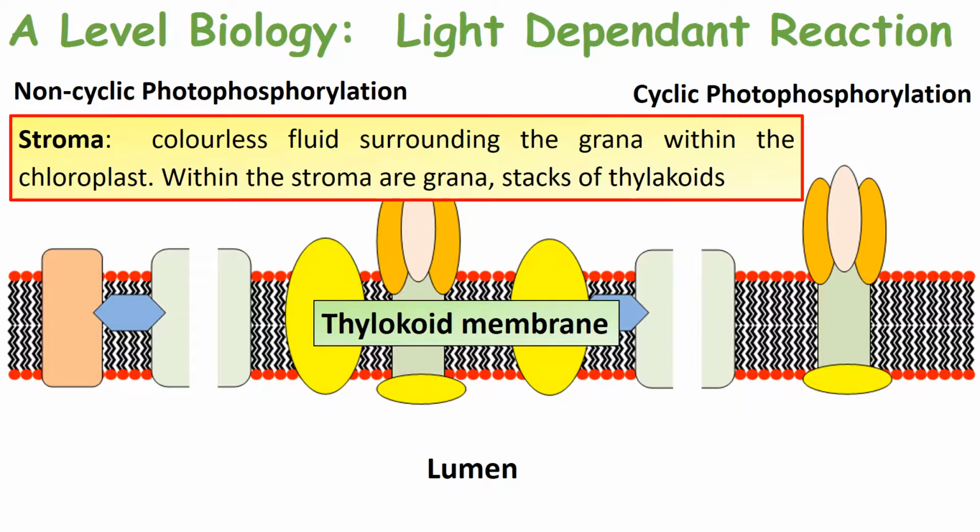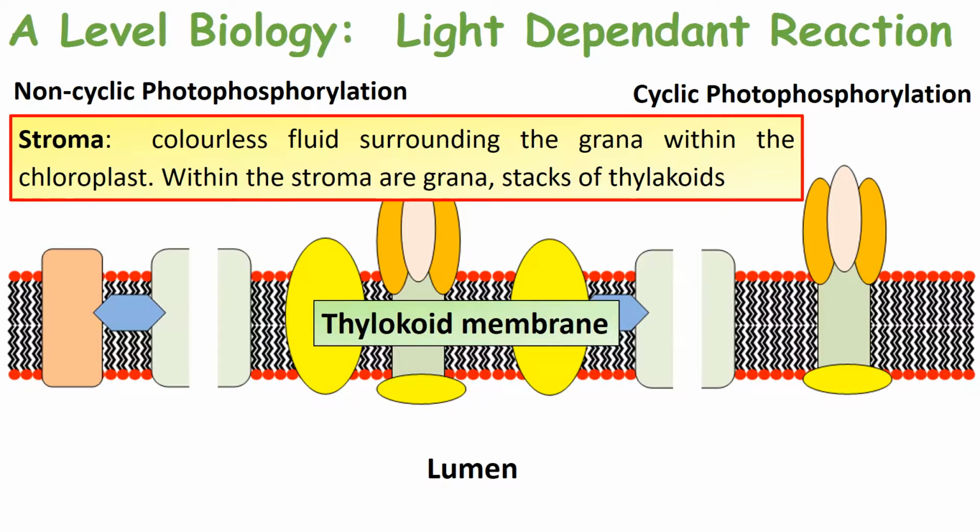Some structures that we need to think about are the stroma. The stroma is a colourless fluid surrounding the grana within the chloroplast. Within these grana are stacks of thylakoids. The membrane that we're going to be looking at is the thylakoid membrane. Inside of the thylakoid membrane is the lumen.